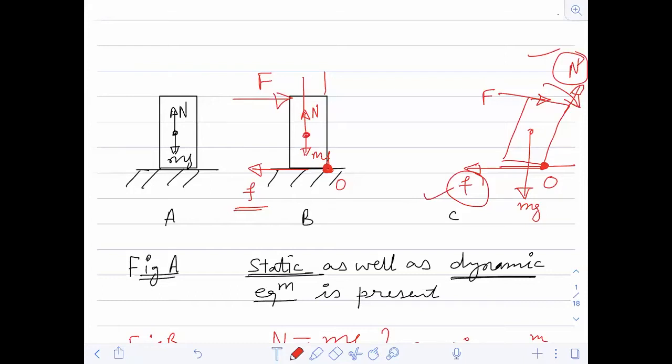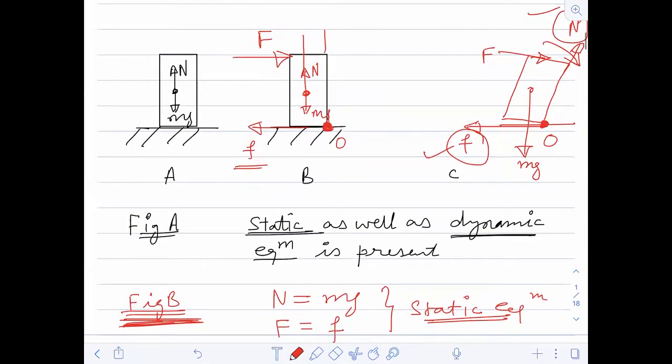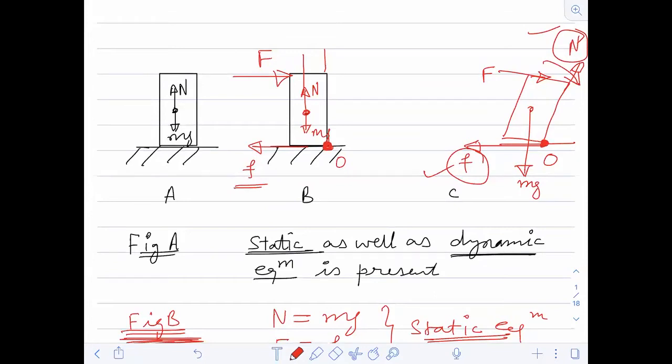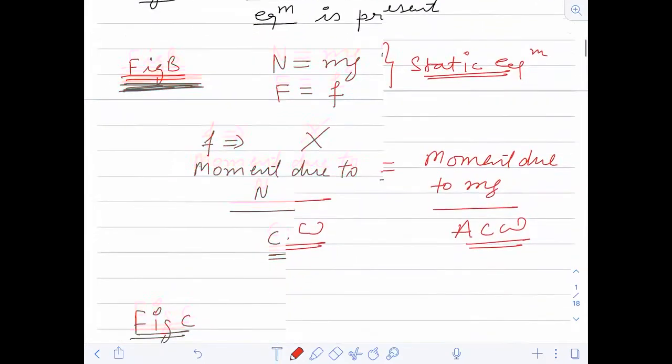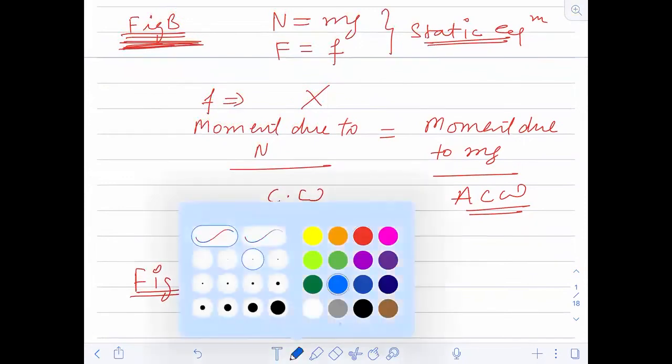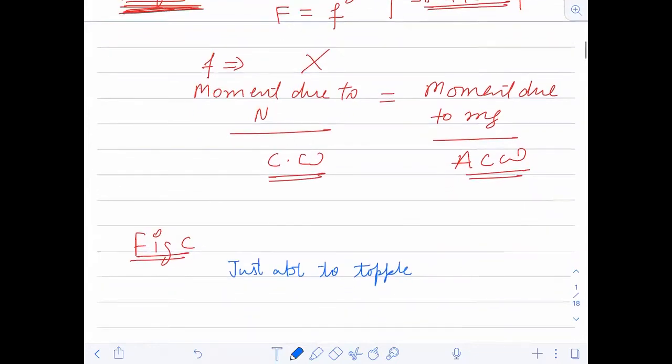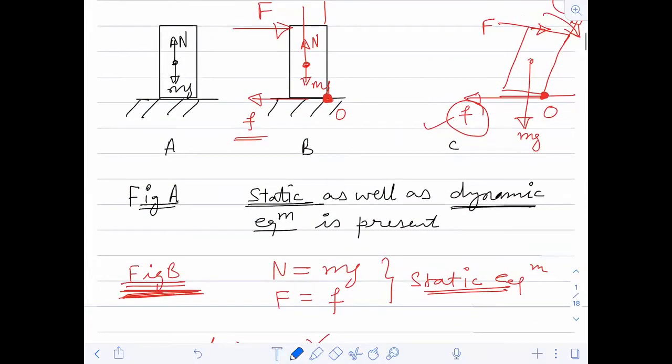Okay. So now what is going to happen from this figure C? Suppose the body is just about to topple. For figure C, I'm writing: just about to topple. For that case, what will I be writing? Suppose the height of the block is h and this is L.